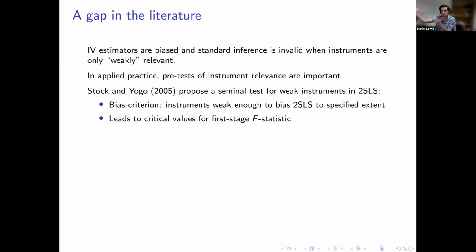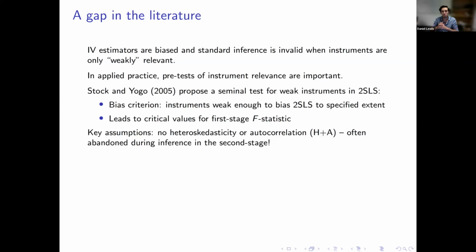If the bias is too bad, we're going to fail to reject the null hypothesis of weak instruments, and then you'll need to either abandon those instruments entirely, which is what I fear many people do in practice, or else adopt some robust inference procedures. One of the key assumptions in the Stock-Yogo paper, though, is that there's no heteroscedasticity or autocorrelation present in the data, or indeed no clustering structure present in the data. The errors essentially have to be IID homoscedastic.